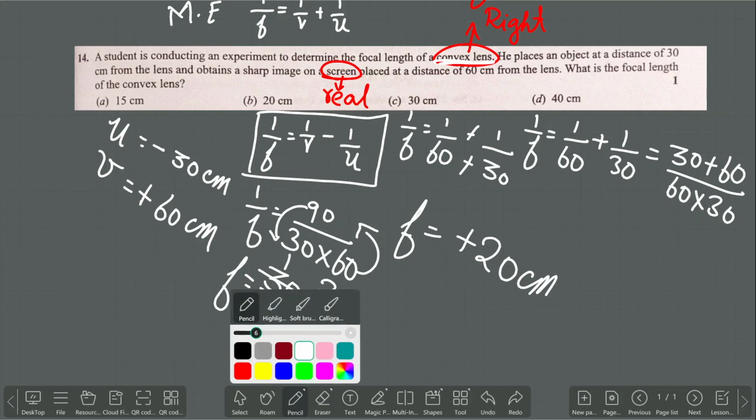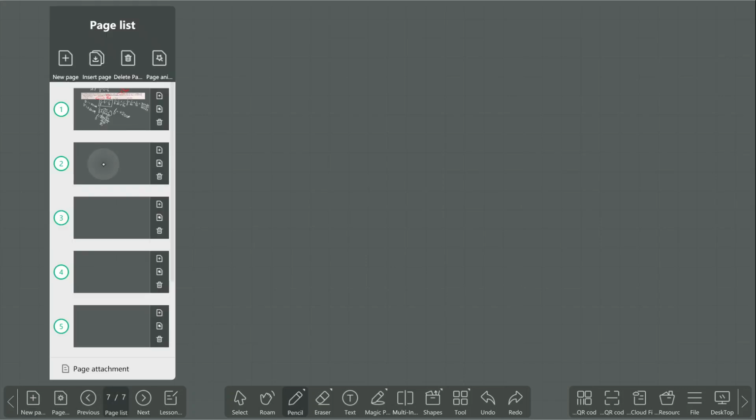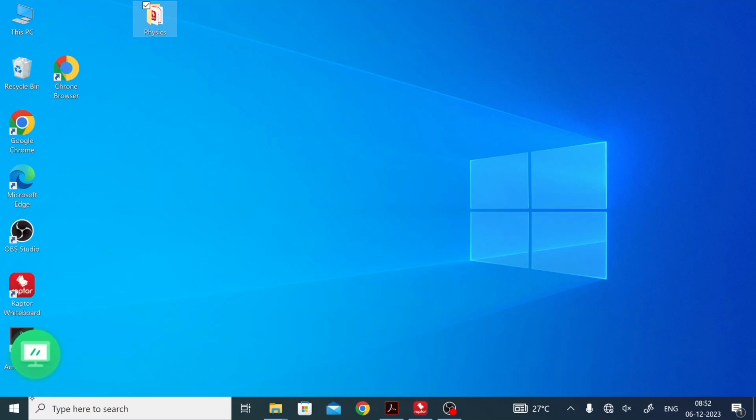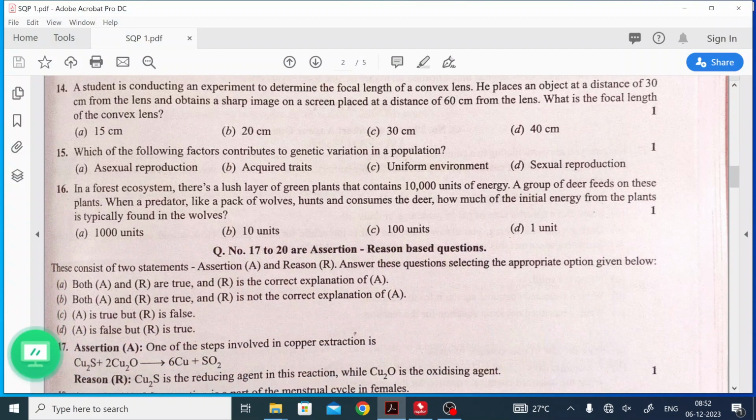So look at the options over here. You are having option B. Next.